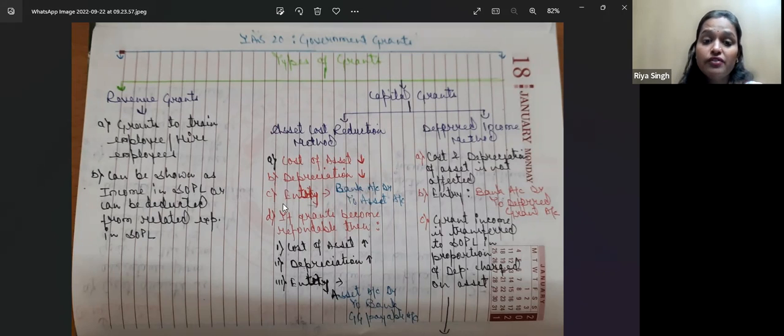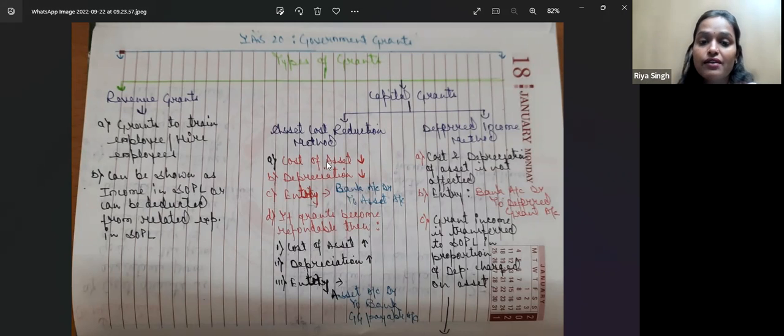Okay. Now, if you are not fulfilling the condition of the government, say for example, in the 3rd year you were not able to maintain those 50 employees in your company, in that case, what will happen? They will take back the money from you. Okay. So in that case, what will be the condition in the financial statement? Your cost of asset again will be increased.